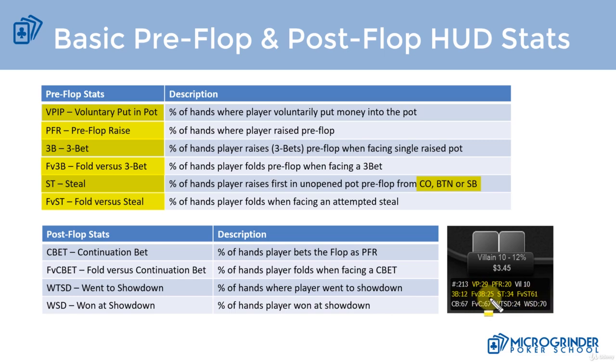So whenever facing a 3-bet, they are folding 25% of the time. When they attempt to steal the blinds, they're stealing 34% of the time. And when they face a steal attempt, they are folding 61% of the time. Okay, so that's our pre-flop stats.